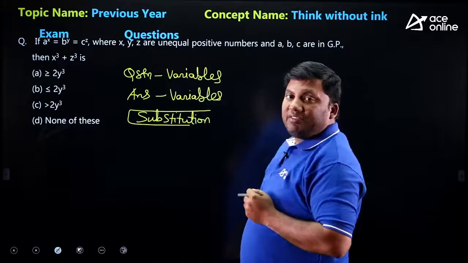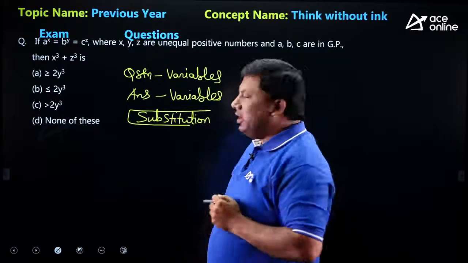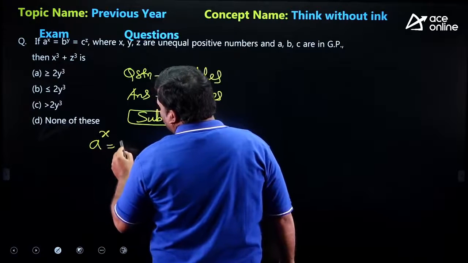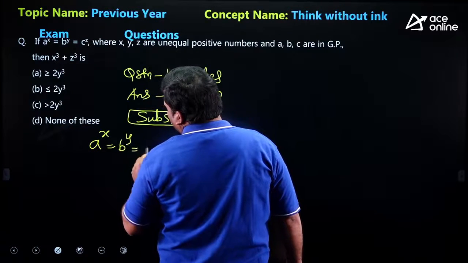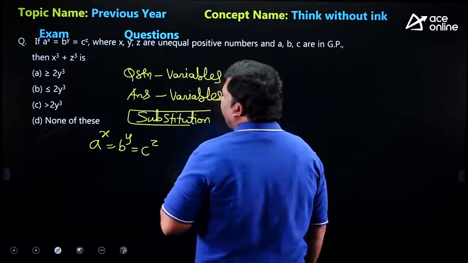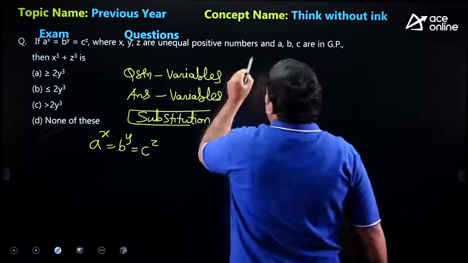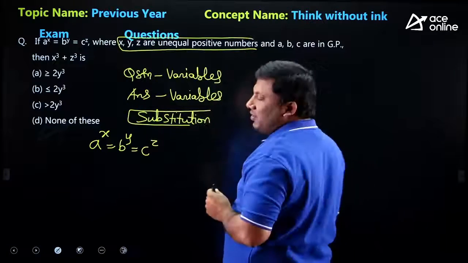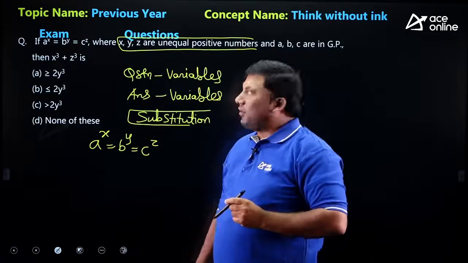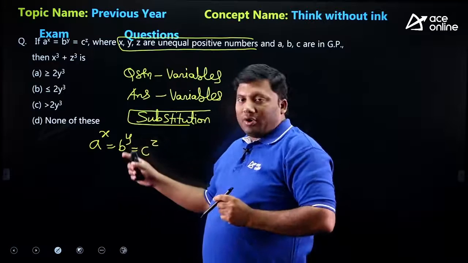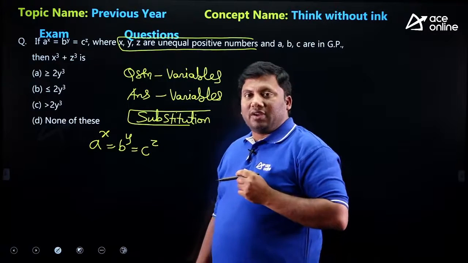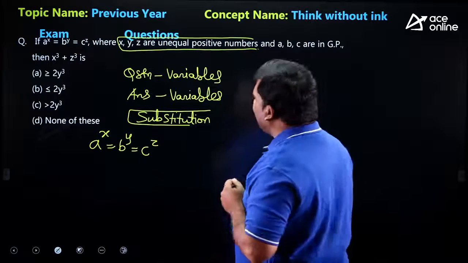Read the question. If a power x equivalent to b power y equivalent to c power z, x, y, z are unequal positive numbers. Otherwise, I would have kept 1 square equivalent to 1 cube equivalent to 1 power 4. Right? I hope it is clear. A, B, C, if they are equal, I would have kept it as 1 square equivalent to 1 cube equivalent to 1 power 4.